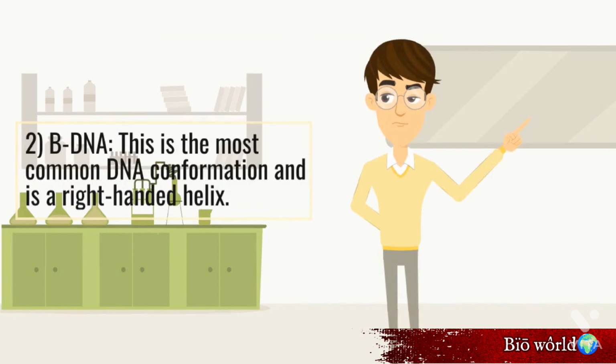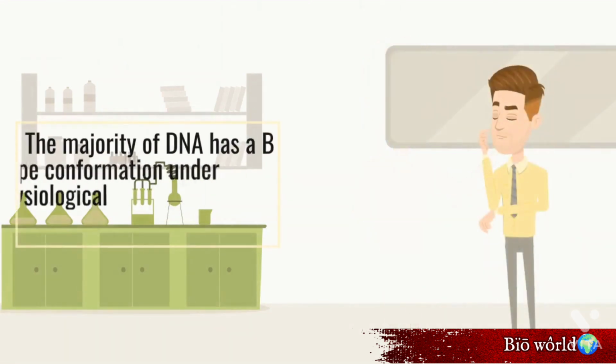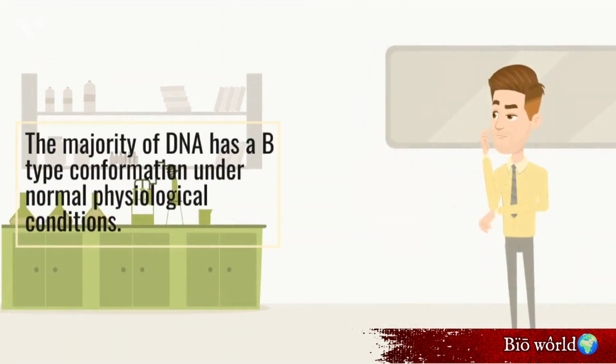2. B DNA, this is the most common DNA conformation and is a right-handed helix. The majority of DNA has a B-type conformation under normal physiological conditions.